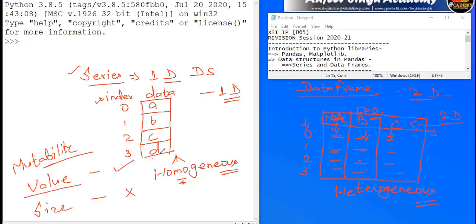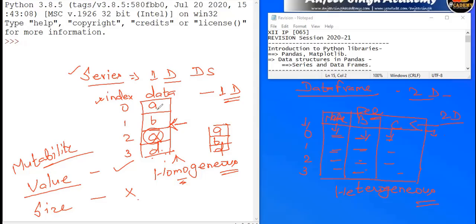That means we can't delete any row, column or data from the series, and we can't add anything. If you add or delete something in the series, it automatically creates a new series. Suppose I am going to drop this, then it creates a new series that will contain the data this way. It's not going to make the change at the same place. That's why it is known as size immutable.